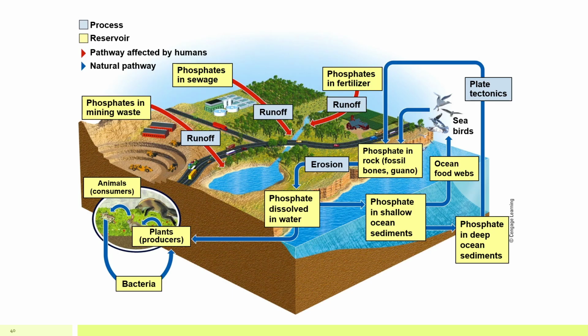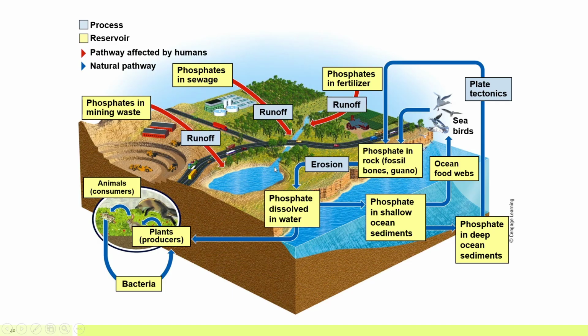Now, just like the last ones, we're looking at blue being natural and red being the human impact, the human cause. Now, for the most part, the phosphorus cycle is very, very slow. Okay, this takes a long time to get from one place to the next. Now, how are we releasing phosphorus? We're releasing it by mining waste, which comes in runoff and then eventually gets into waterways. Sewage, lots of phosphorus in sewage, runoff into water waste. And fertilizers, runoff into waterways.